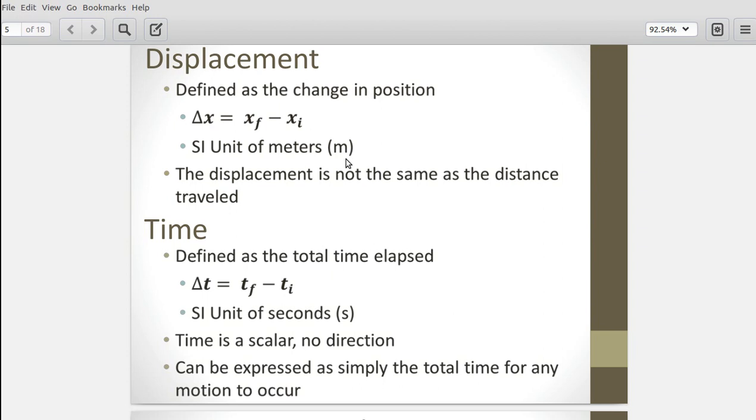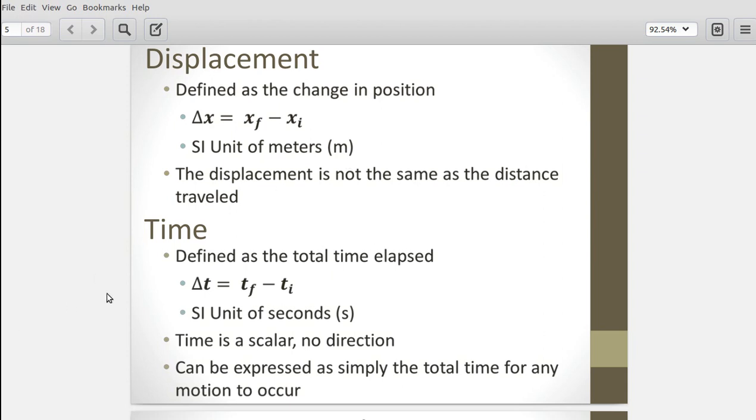So we're in physics class. We're going to be dealing with SI unit of meters. So meters is our SI unit for position and displacement. And we're going to talk about the difference between distance and displacement momentarily. So in order for me to change my position, in order for me to undergo some displacement, it's going to take me some time to do that. And so I have to know, or I have to be able to find out how much total time it takes me to change my position.